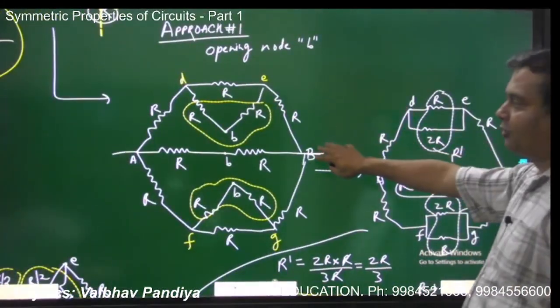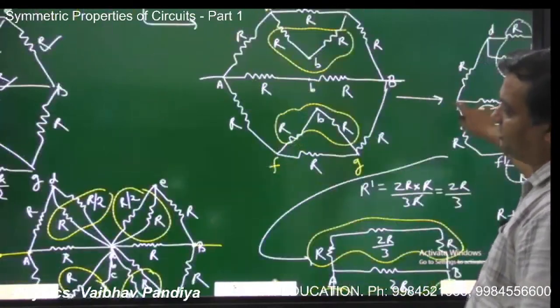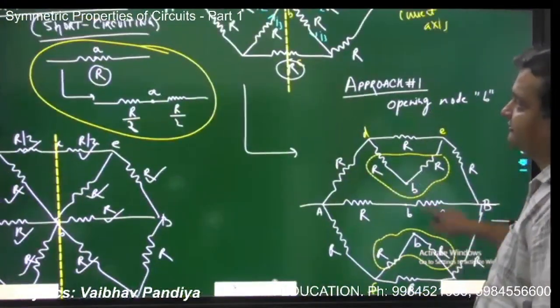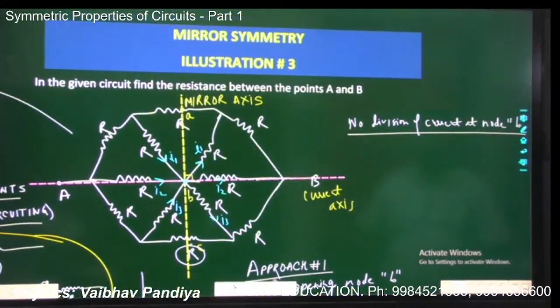We have seen the same problem by two approaches, one by opening the connection at B and one by short circuiting the circuit for the points A, B and C, correct? Okay, I hope I've gone through it. If you have any problem you can always contact me.